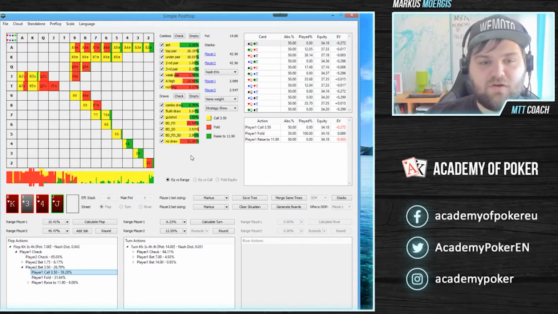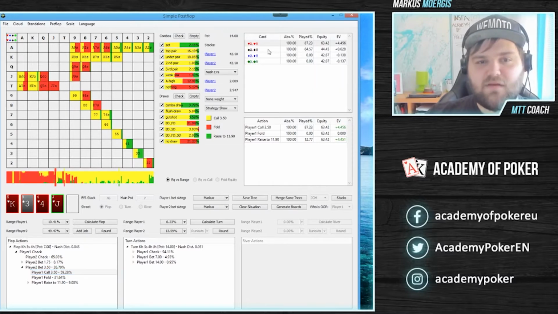We can have a look at the calling range here as well, where he just flats. All the top pairs would just be called pretty much. He folds a lot of his ace high stuff, as you see. Here we call sometimes with the backdoor flush draw as well. All the other ace highs will just be folded. Some raising here, as you see.